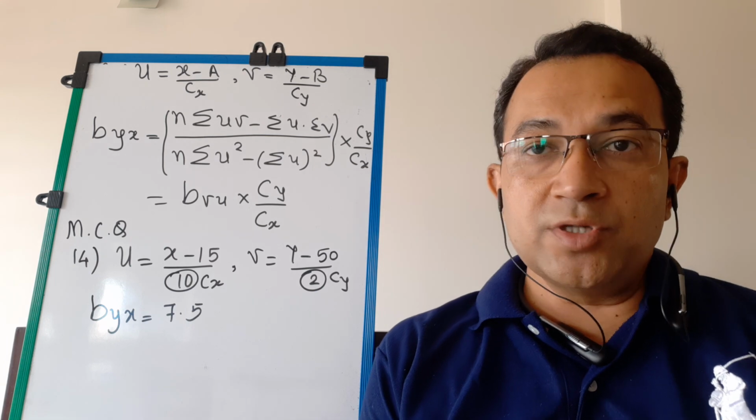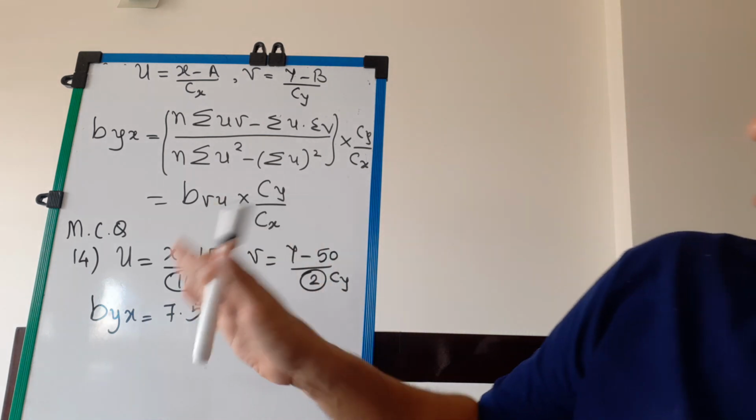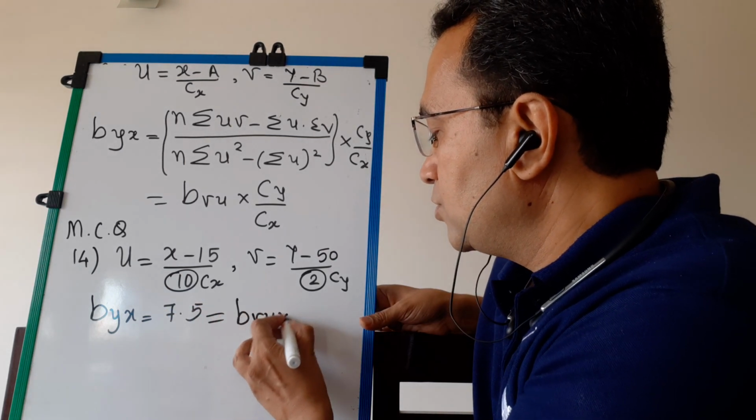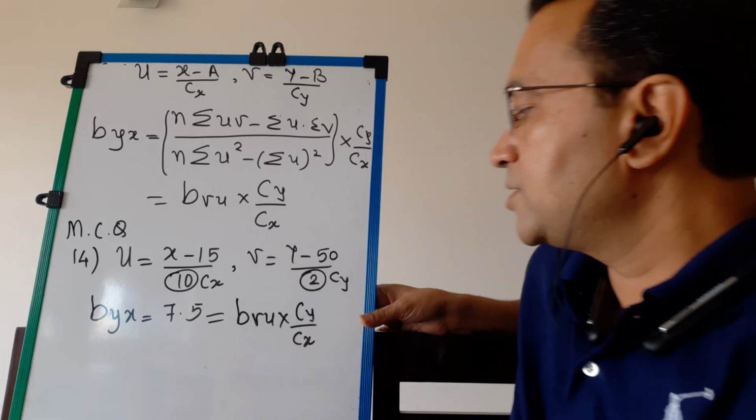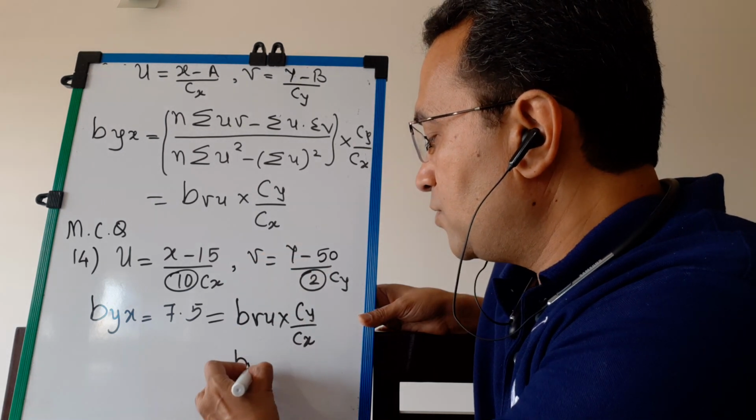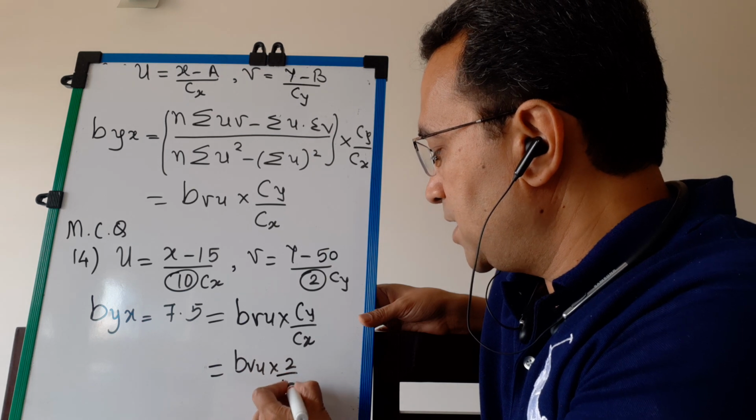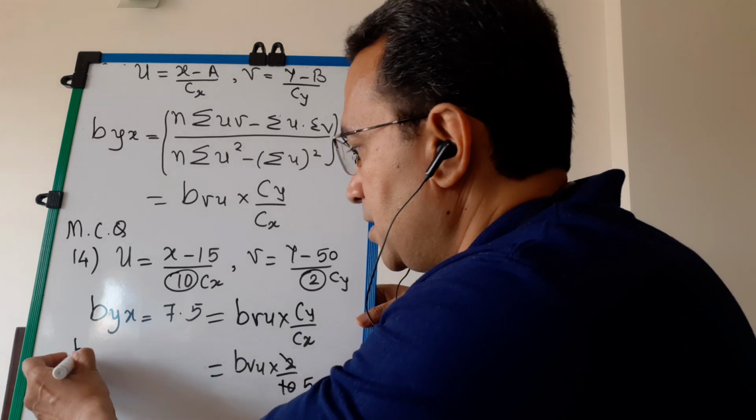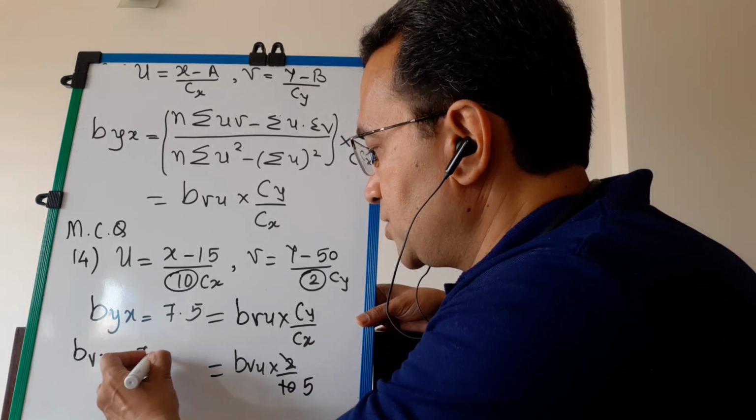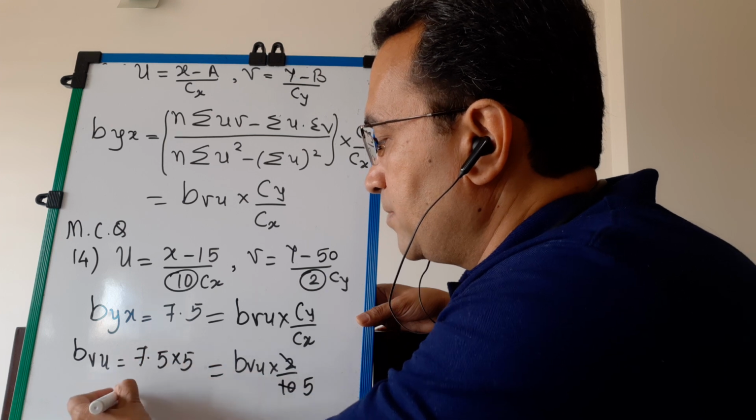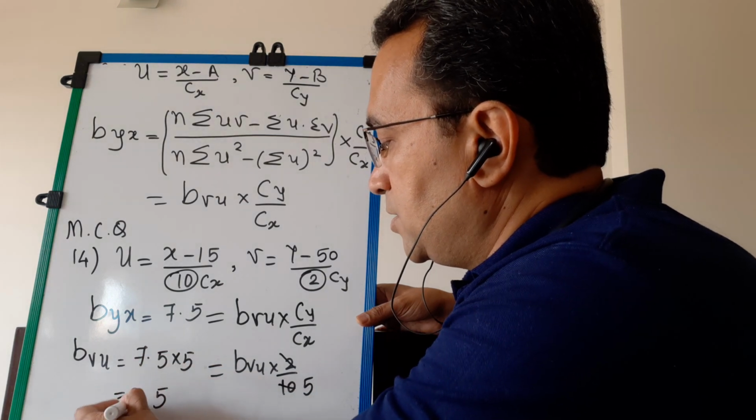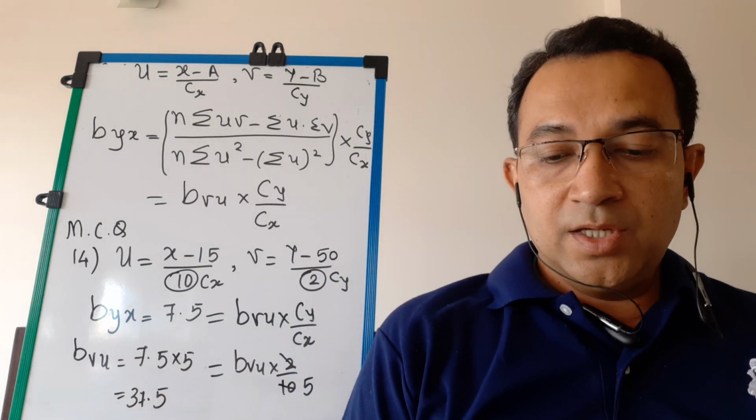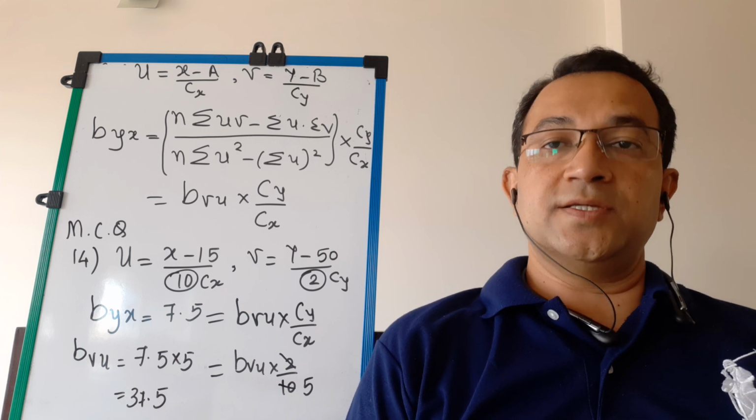So this we have already demonstrated, students. Now apply this formula. b_yx is equal to b_vu into cy upon cx. b_vu we have to find. cy is 2 and cx is 10, so 2 ones are 2, 5s are... So finally b_vu is equal to 7.5 into 5. 5 5s are 25, 35 plus 2, so the answer is 37.5. So students, the correct option is C.